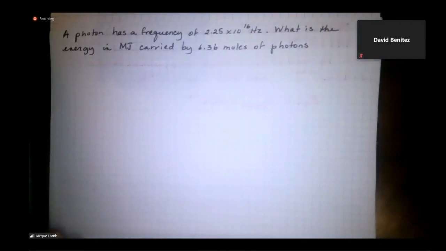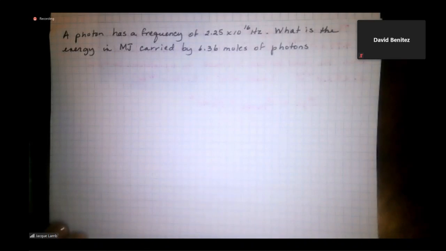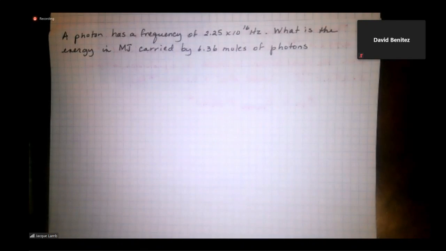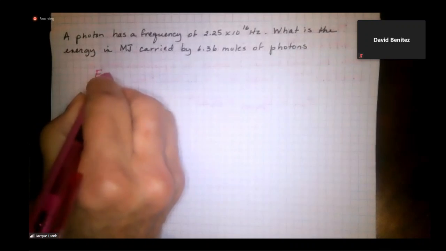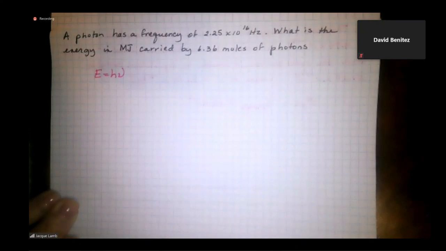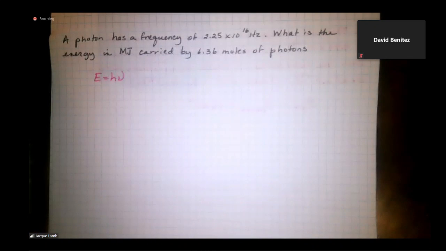That being said, let me go to a couple of the problems that gave you some issues. Let's see if I can turn this on. All right. One of the first ones that gave problems was this one. A photon has a frequency of 2.25 times 10 to the 16th hertz. What is the energy in megajoules carried by 6.36 moles of the photons? The equation that you're using here is E equals h times frequency. Very simple, and I think most of you recognized that and got the right formula.